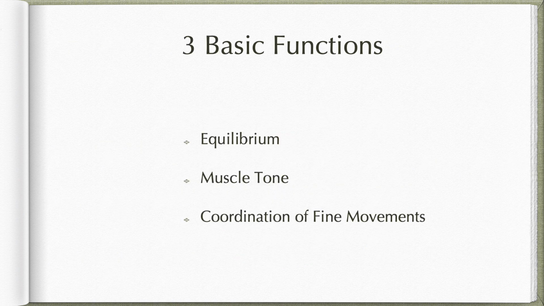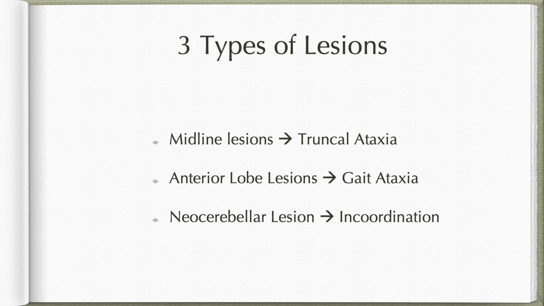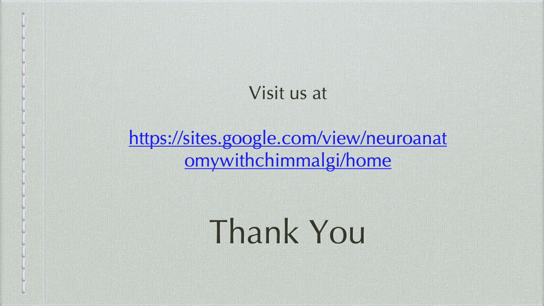Cerebellum has 3 basic functions. It's involved with maintaining equilibrium, muscle tone, and coordination of fine movements. And it's known for 3 types of lesions: a midline lesion which will result in truncal ataxia, anterior lobe lesion resulting in gait ataxia, and neocerebellar lesion resulting in incoordination. You now know why this video was labeled as Cerebellum and 3.